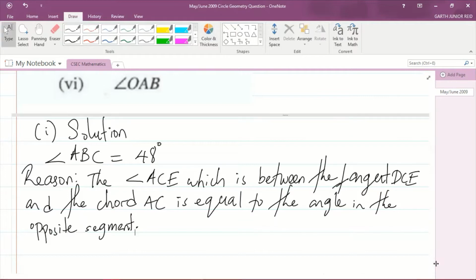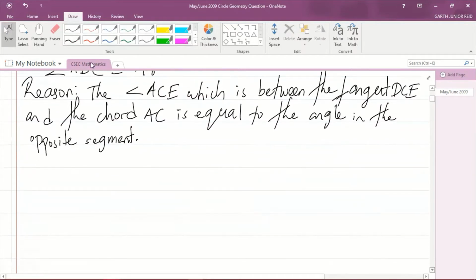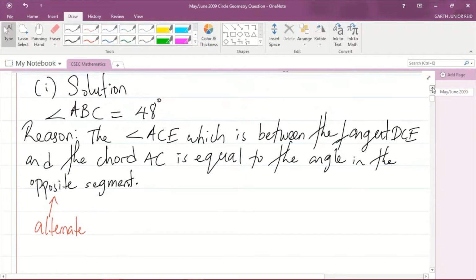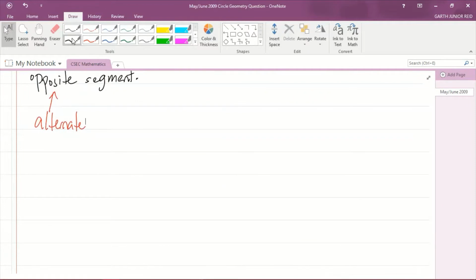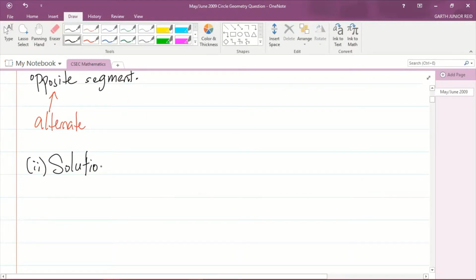Now, this word opposite, you might see some persons have it as alternate segment instead of opposite segment. Many of the times this is referred to as the alternate segment theorem. We're now finished with part one of the question. Let's just write part two solution here.